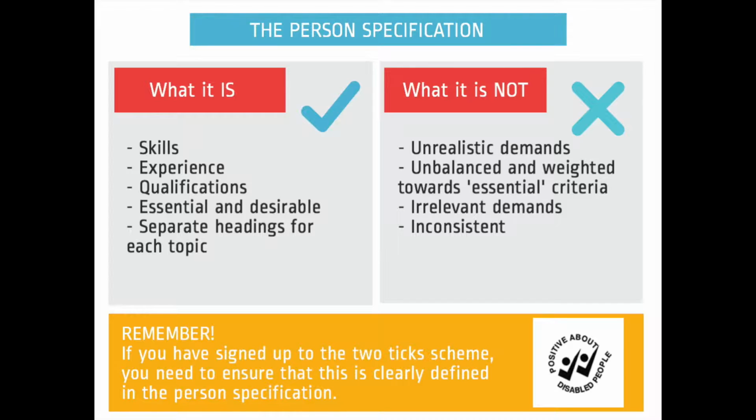Whilst it may seem limiting to put some criteria as essential, it's also a tool in assisting the shortlisting process so that you're looking at all the key information. A person specification must not be a list of unrealistic demands. Make sure that the skills, experience, and qualifications of the role are related to the job itself and are not a list of aspects which are completely irrelevant to the role.